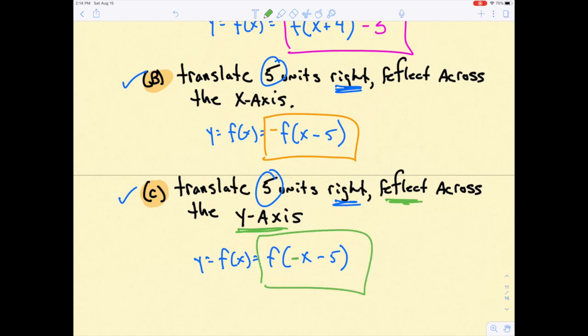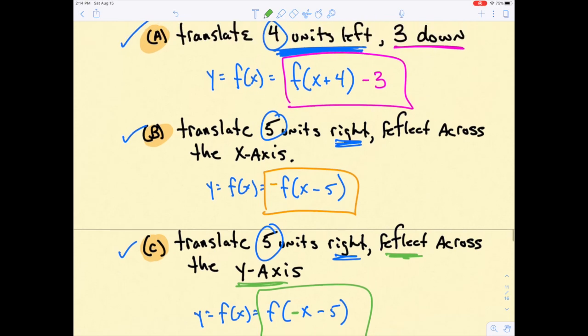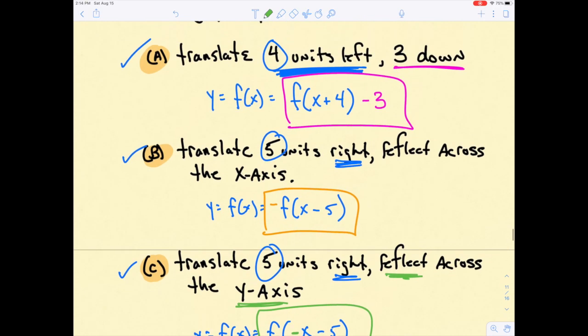And that's it. So that's the difference between reflecting across the x, reflecting across the y, and a big reminder on how you do ups and downs, that's the pink, but a more important one on the blue stuff here. When you move left or right, it goes inside the parentheses, and the plus or minus is opposite of what you would expect.